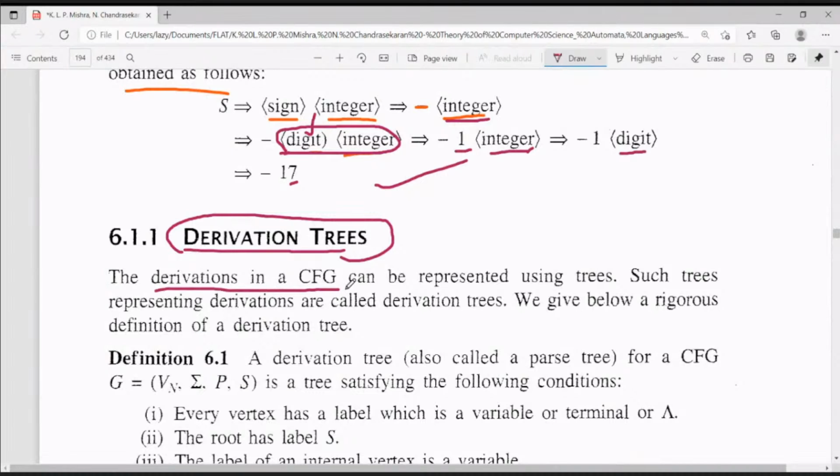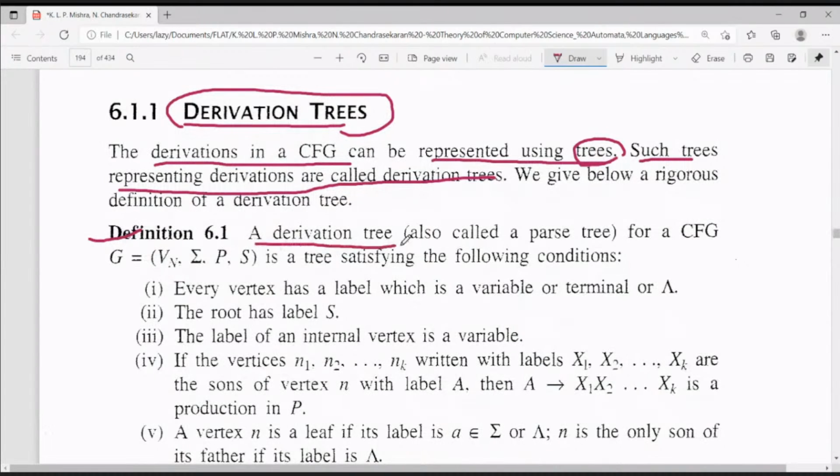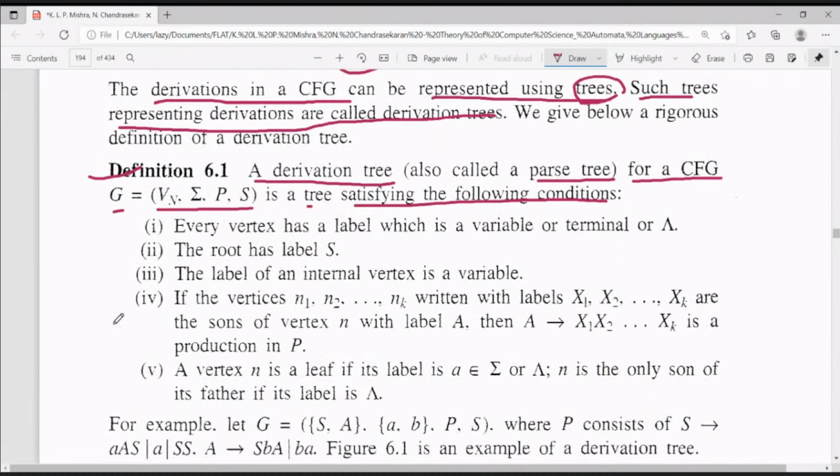The derivation in a context free grammar can be represented using trees. So the derivation of the grammar we can represent in the form of tree. Such trees representing derivations are called derivation trees. So this is the formal definition. A derivation tree is also called as parse tree. For a context-free grammar G = (V, summation, P, S), it is a tree satisfying the following conditions. You can simply go through this and we can say that that is the derivation tree. So this assumption it has to satisfy.